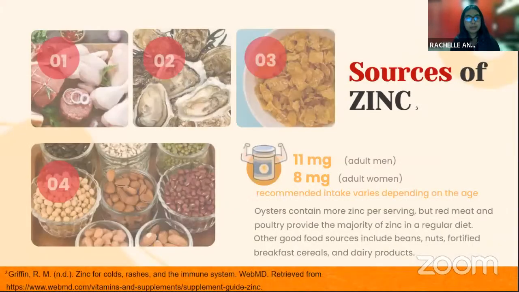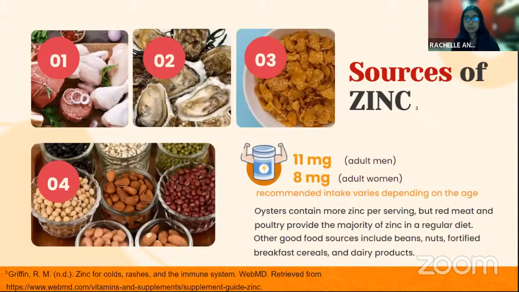Here we have a number of sources of zinc that we consume regularly. Oysters contain more zinc per serving, but red meat and poultry provide the majority of zinc in a regular diet. Other good food sources include beans, nuts, fortified breakfast cereals, and dairy products. The recommended dietary allowance for elemental zinc is 11 milligrams daily for men and 8 milligrams for non-pregnant women. The amount of zinc that you need each day depends on your age, which is why zinc is a nutrient that people need to stay healthy.